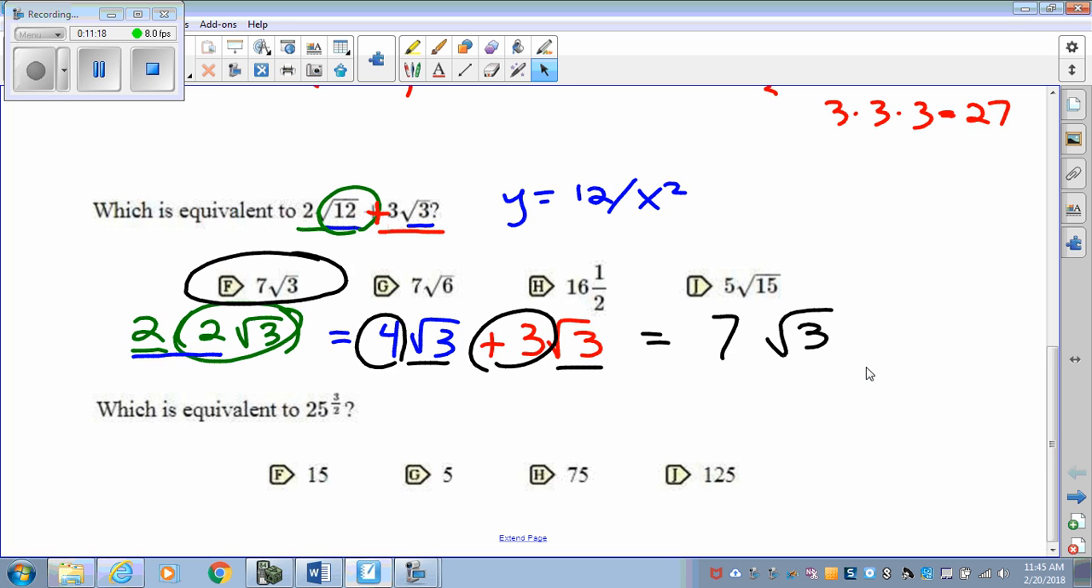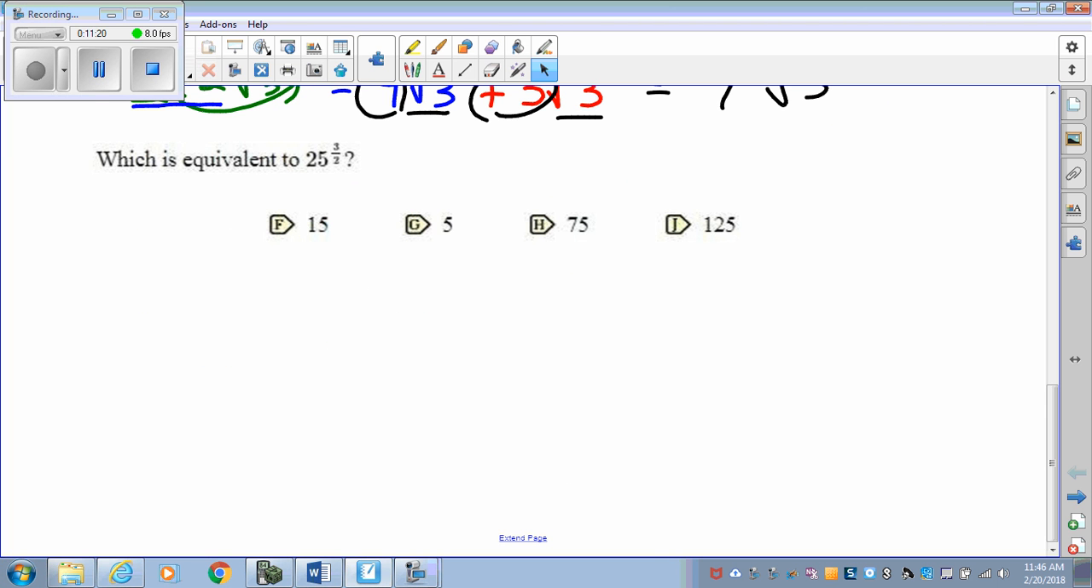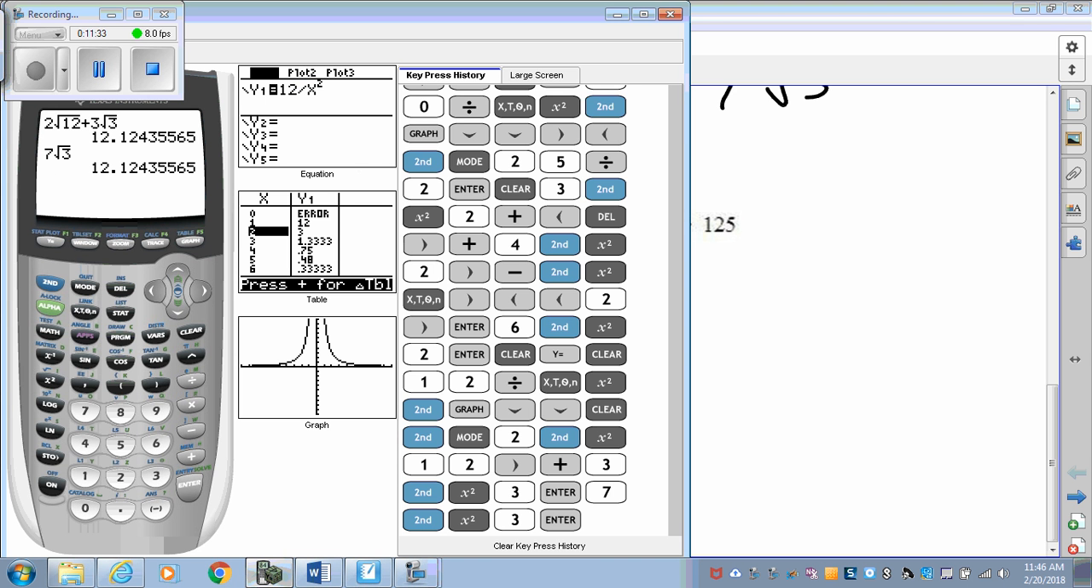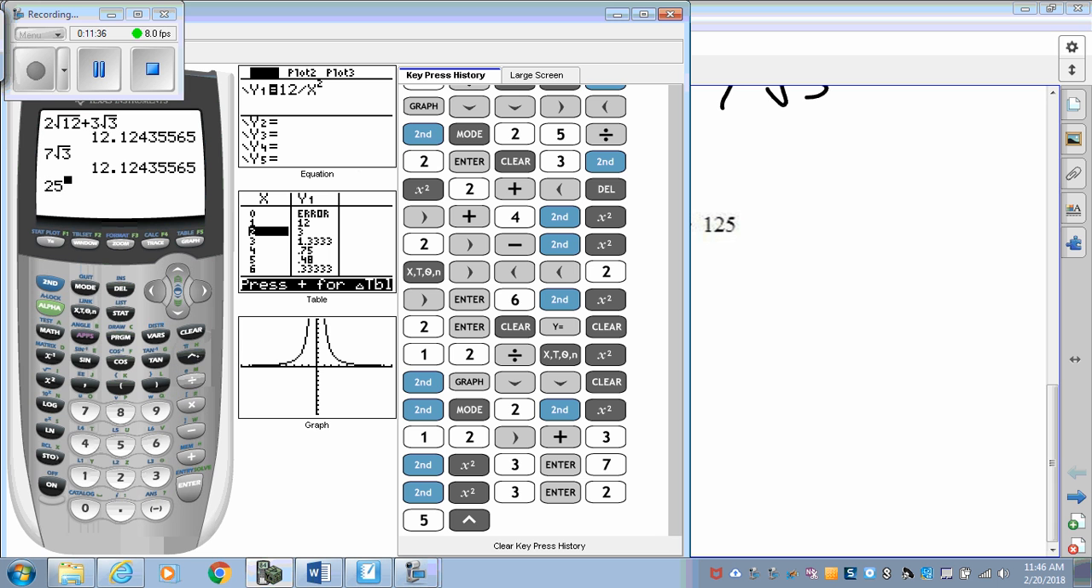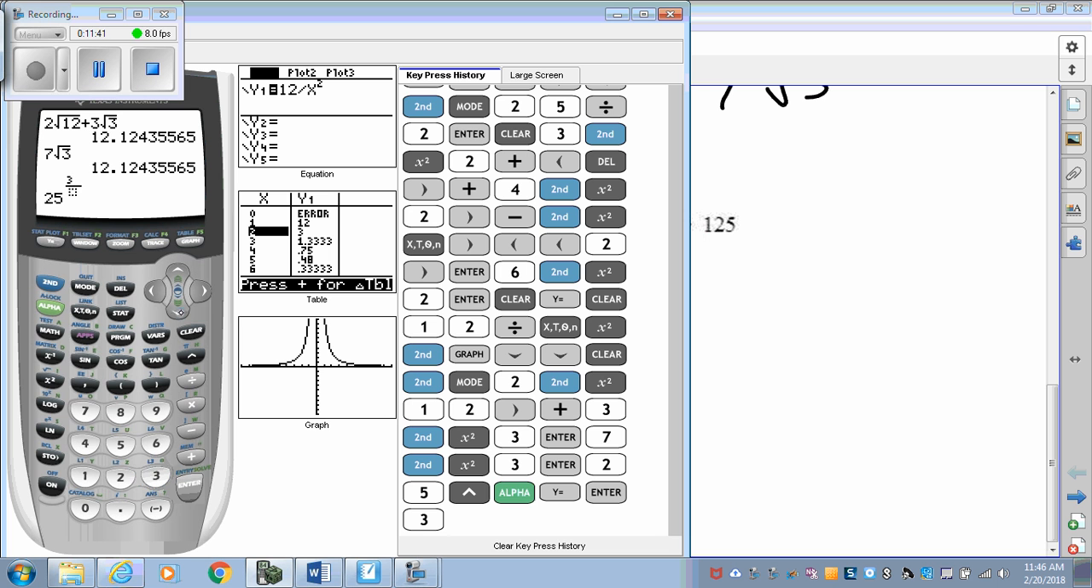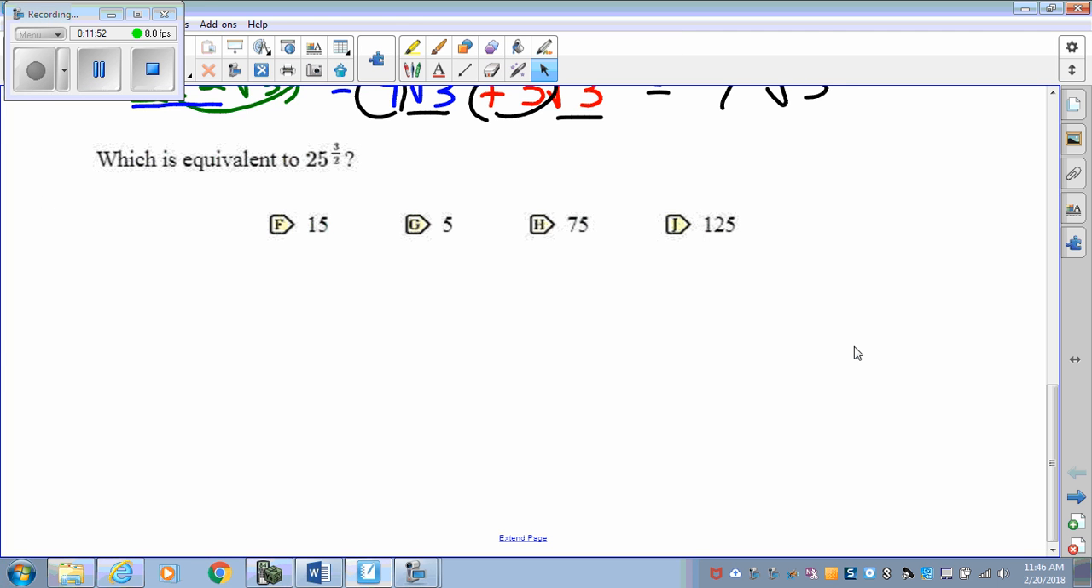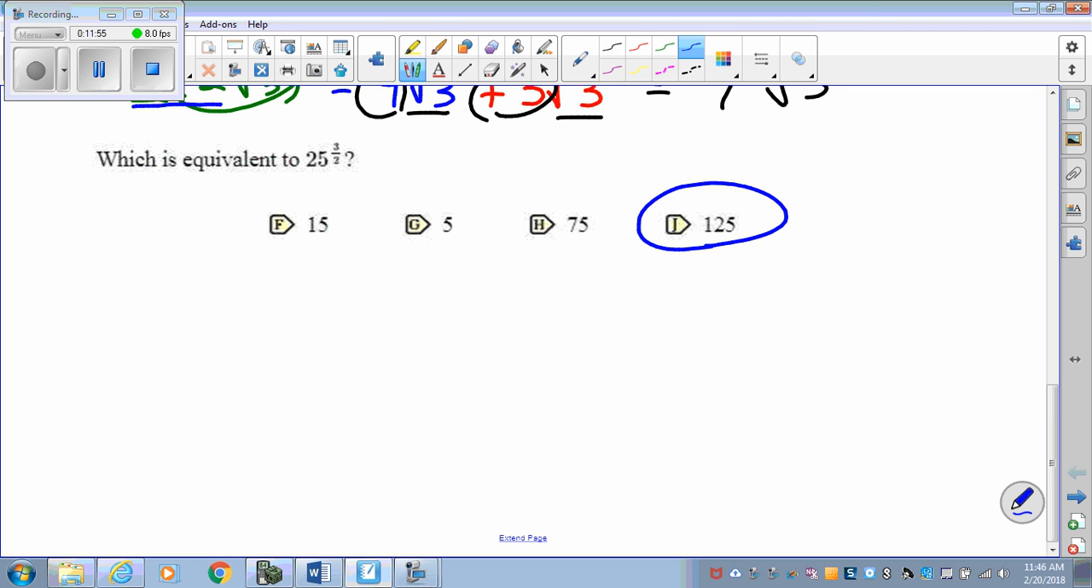And then now the last one is just converting, again, a rational exponent to a radical. And this you could just type on your calculator. All right, you can do 25 to the 3 halves power. So I'm going to do 25 to the, and that's a fraction, so 3 over 2 power. And I get 125. And so there I go.